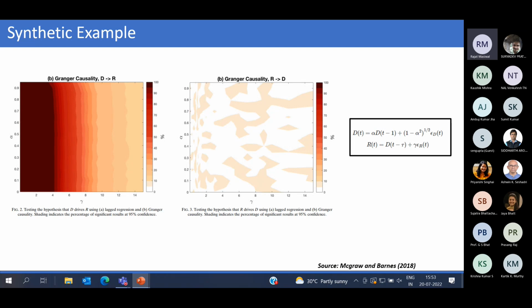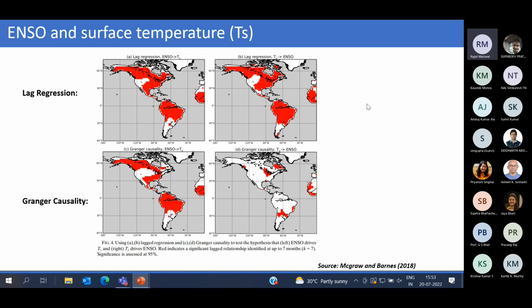And going in the reverse direction, this test has some false positives, but more or less it shows that R does not cause D. And this final slide, they did this same technique for the surface temperature in the American continents and the ENSO signal. So here they show a very nice difference between the lag regression and the Granger causality, these two techniques. If you do a lag regression going from ENSO to TS, meaning that ENSO causes the surface temperatures, which is the reality, you see that the lag regression passes for all these grid points.